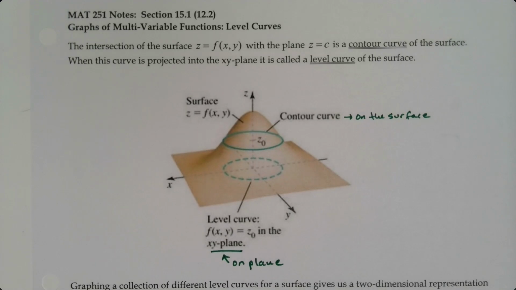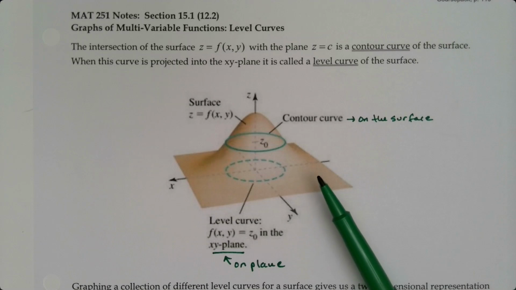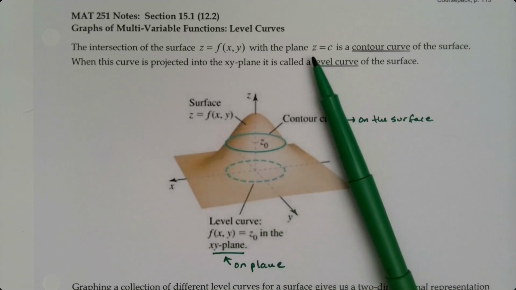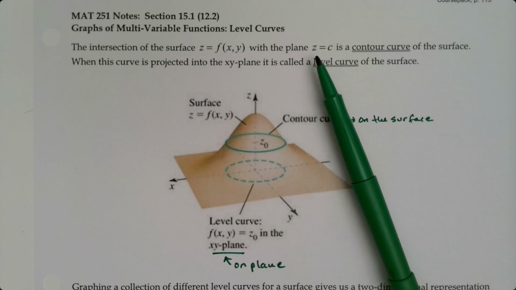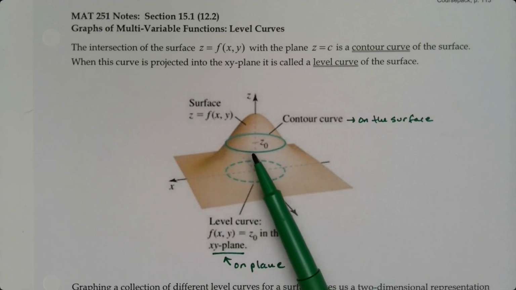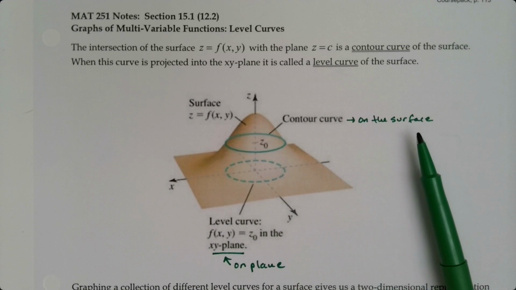In this section, we're going to look at level curves. Now we have a three-dimensional surface here, z is equal to f of x, y. And we're going to cut into it, if you will, with a horizontal plane where z is equal to a constant. And when we do that, there's a curve that the plane would form as it cuts into it. That's called the contour curve. It's on the surface itself.